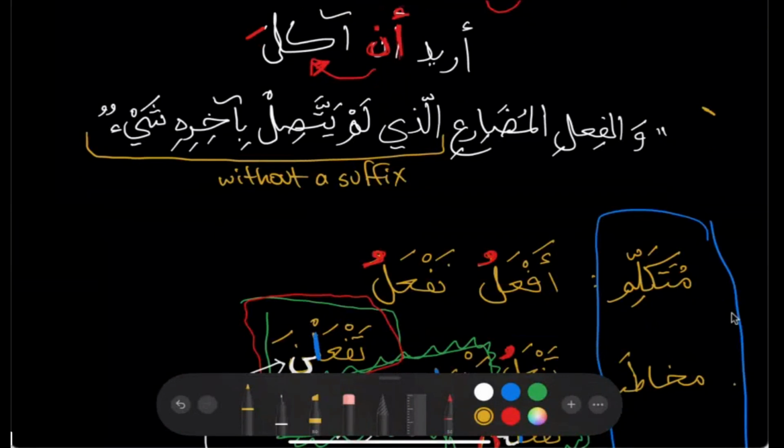والفعل المضارع الذي لم يتصل بآخره شيء. The Dammah is a sign of Rafa for the fi'l mudari' without a suffix. So now you got the whole thing. Fi'l mudari' without a suffix. So what would be a suffix? Either a pronoun or a noon.